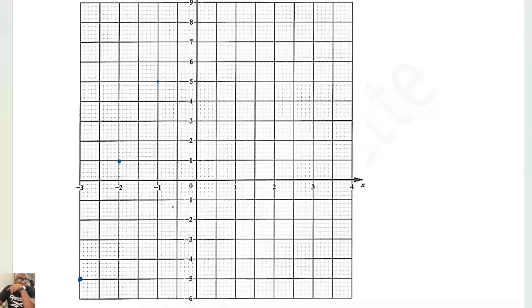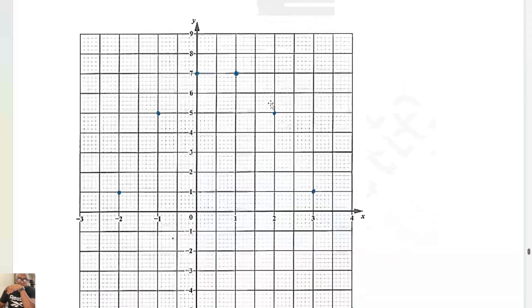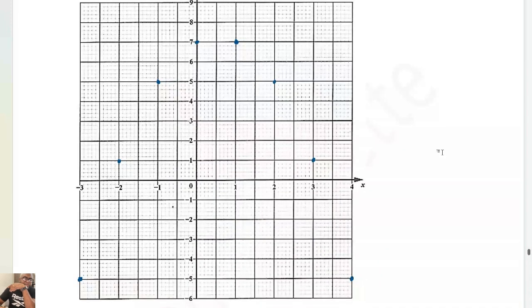Negative 1, comma, negative 5. Next one, 0 to 7. Next, 1 to 7. Next, 2 to 5. Next, 3 to 1. Next, 4 to negative 5 at the base here. So we plot the points. What we have to do on the grid below, they want us to draw the curve, right?